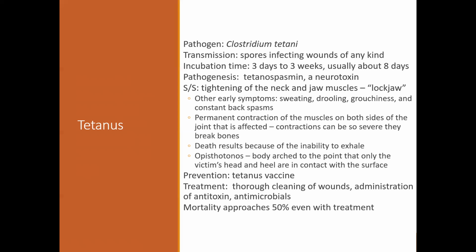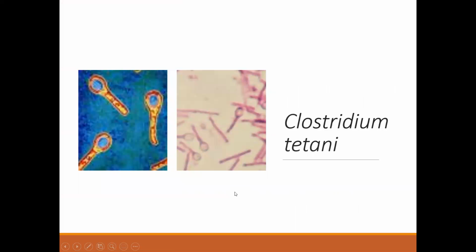However, with tetanus, we've had a vaccine against this one for a really long time. It's part of the Tdap or DTaP vaccine. If you have an injury and you haven't had a booster in a while, usually within 3 or 4 years, they'll go ahead and give you this. So even with treatment, mortality rates approach 50%. But again, with the vaccine, we don't really have to worry about this one as much.